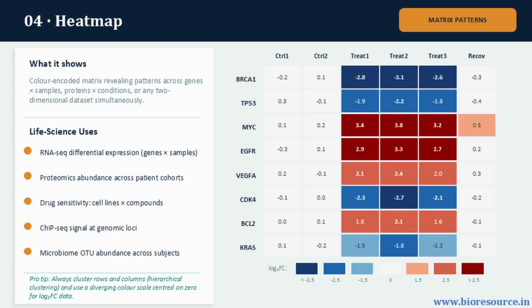Always include a color scale, define what color means, and for log-fold change data, use diverging scales centered on 0. Clustering rows and columns can reveal patterns that would be impossible to see in a table. A heat map is most useful when it helps the audience to see the structure in complexity.